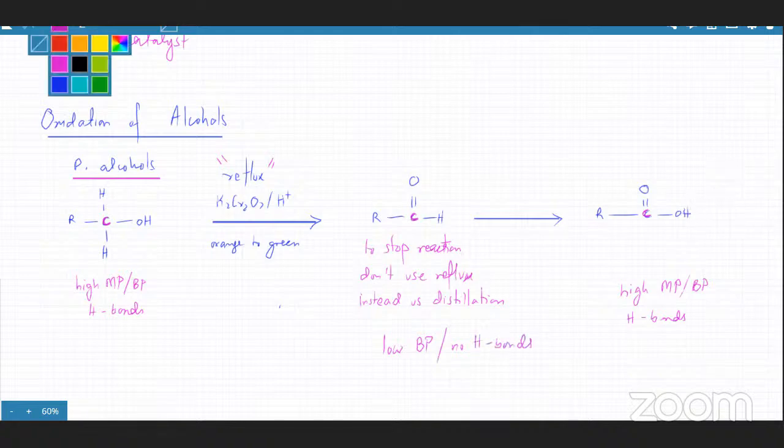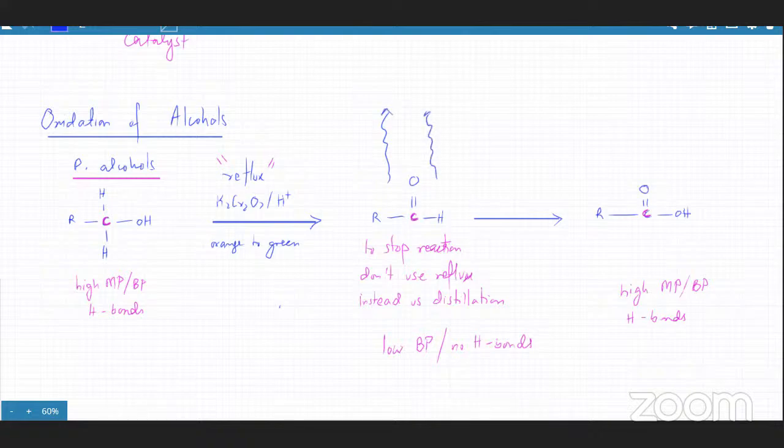So if you don't use reflux, the aldehyde would immediately evaporate from the container and escape. Instead of changing into a carboxylic acid, the aldehyde would quickly evaporate from the solution because it has low melting and boiling points. And you can collect them through a condenser somewhere else. So you can use distillation.